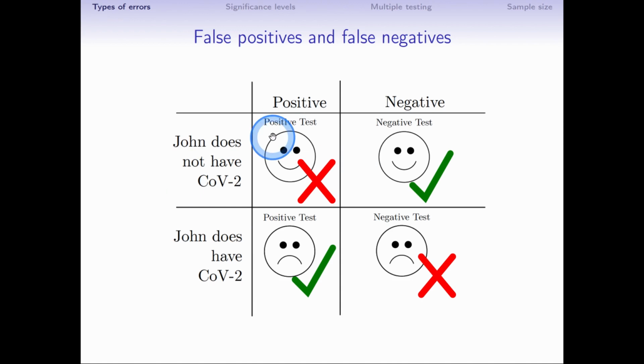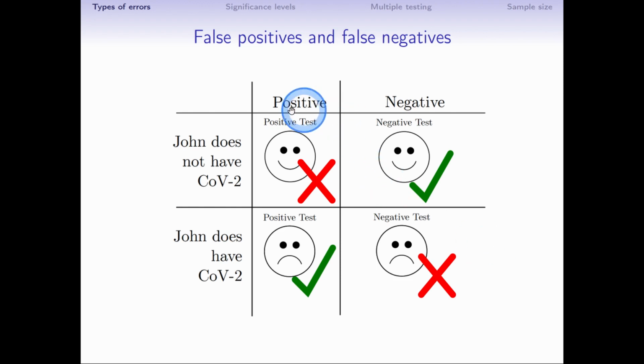And I'm symbolizing this as a smiling face for the case where John does not have CoV-2, or a sad face for the case where John does have CoV-2. The test itself could come out to be positive or negative. And so this is what gives us these 4 possible interactions between John's status and the status of the test. Now, let's look at each of these 4 entries.